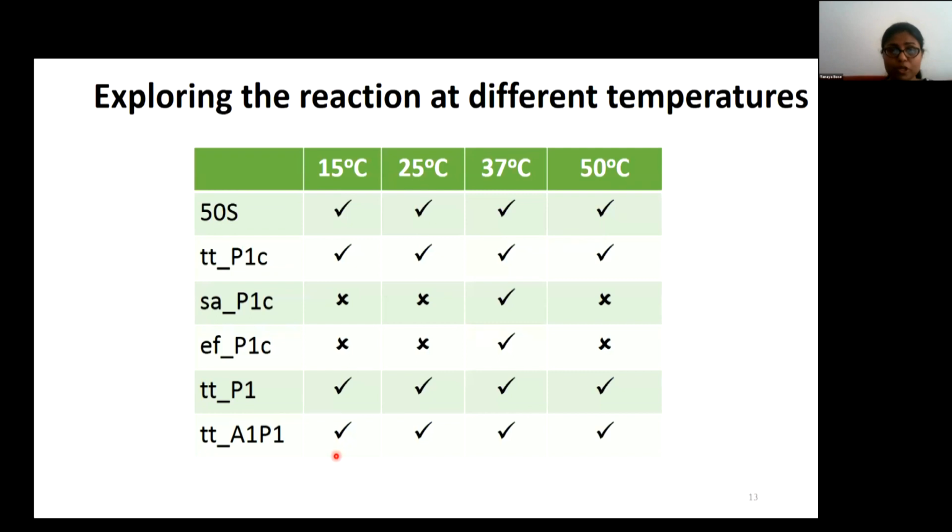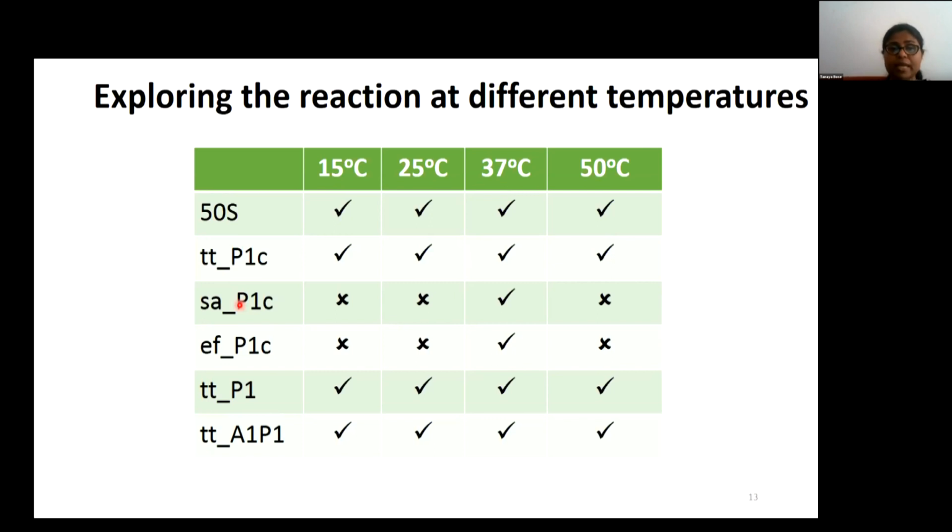Later, after this, we wanted to explore the reaction at different temperatures. So we monitored our reaction at different temperatures of 15 degrees, 25 degrees, and 50 degrees, along with 37 degrees, which was used earlier. We found that 50S worked under all conditions of temperature, and of the other RNA constructs that we had designed, TTP1C, TTP1 and AP1, 3 of them were able to form peptide bond under all conditions, whereas 2 of them did not form peptide bond at lower or at elevated temperatures.